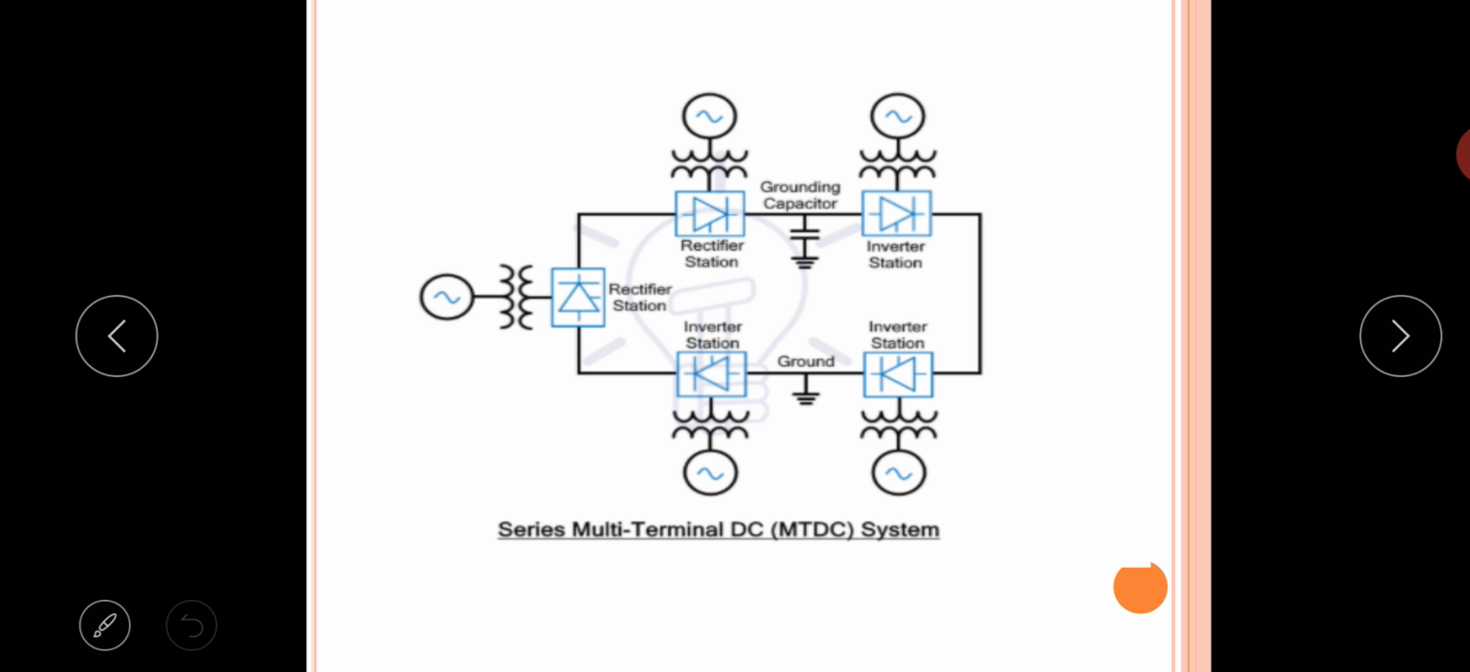It has a disadvantage that if any one of the lines fails, it results in the blackout of the entire circuit. For example, here if the line fails, the circuit will get open and the entire system will have a blackout. It is a disadvantage of this system when compared to the parallel system.